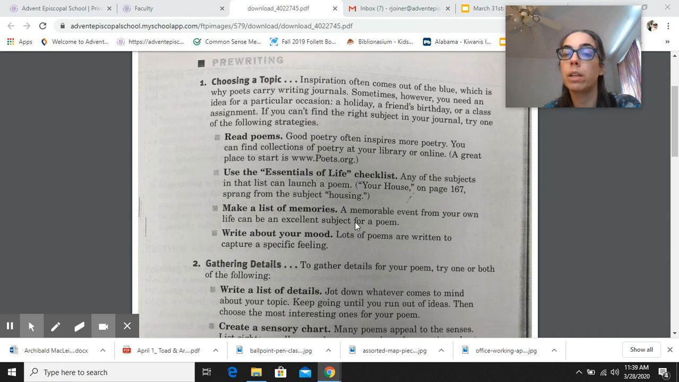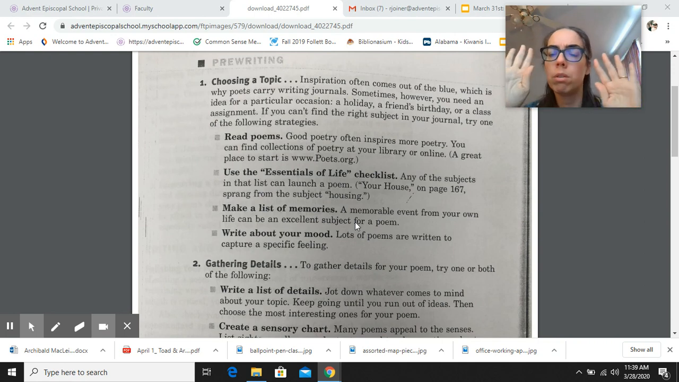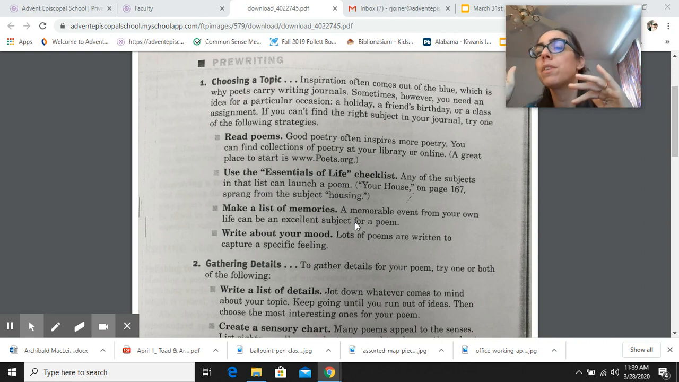Pre-writing, choosing a topic. The first thing you're going to do is figure out what you're going to write about. You can decide that you're going to write about something big and lofty, like I want to write about love, or you can decide that I'm just going to write a poem about roller skating. It can be as lofty a goal as you want or as minuscule a goal as you want, okay?